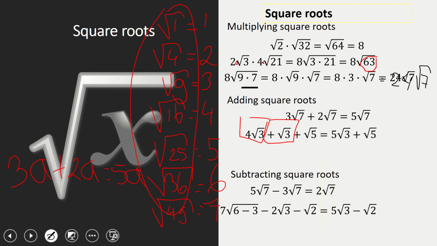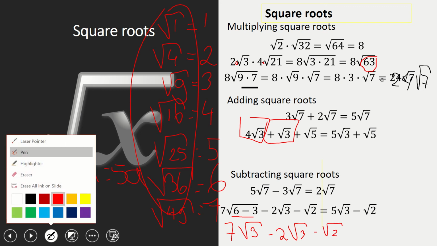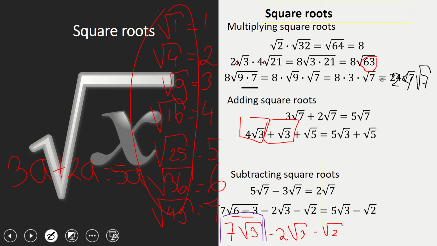When we have 7 times the square root of 6 minus 3 minus 2 square root of 3 minus square root of 2, first simplify 6 minus 3. So what you get is 7 square root of 3 minus 2 square root of 3 minus square root of 2. When you highlight the like terms with a different color to make it easier for yourself, you see that those two are the like terms. 7 minus 2 is 5. We just take the square root of 3 behind it and we copy our minus square root of 2.